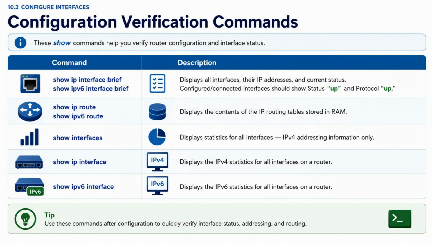Reference table of verification commands, worth having students copy down. Show ip/ipv6 interface brief for quick status, show ip/ipv6 route for the routing table, show interfaces for statistics across all interfaces, and show ip/ipv6 interface for protocol-specific statistics per interface. These will get used constantly in labs going forward.